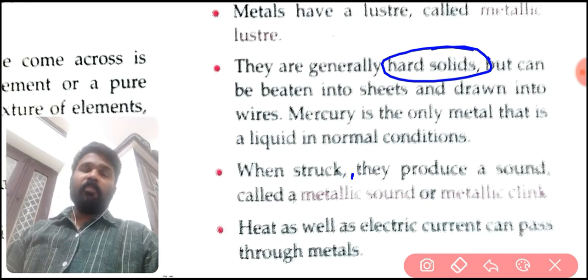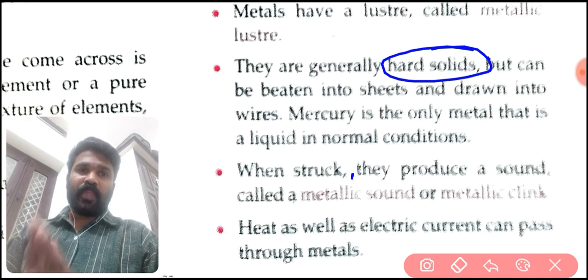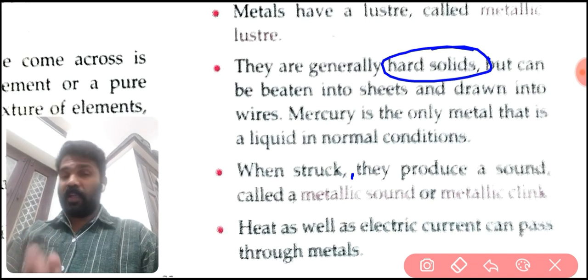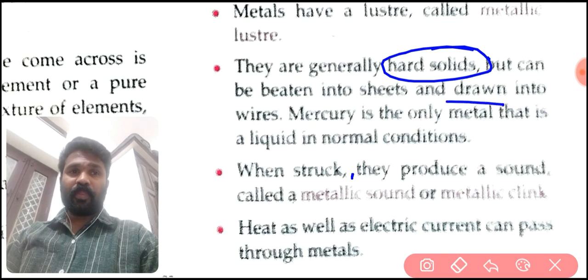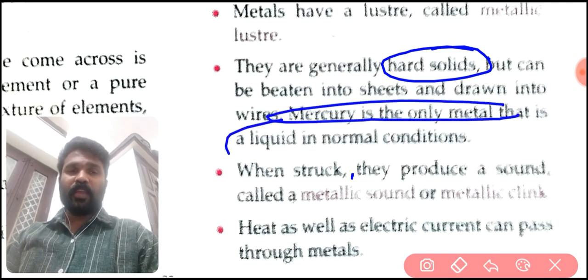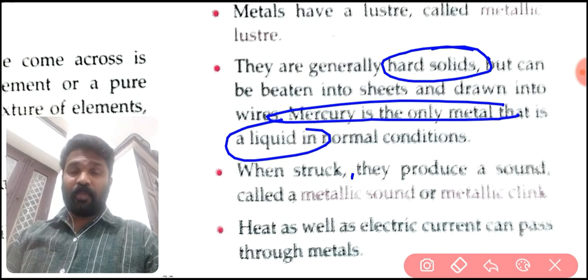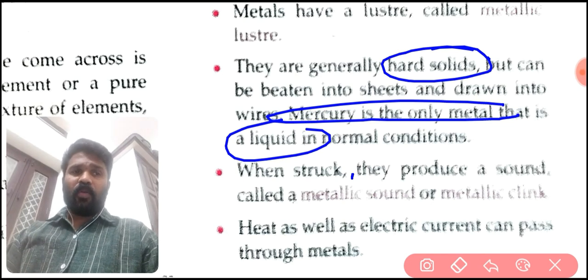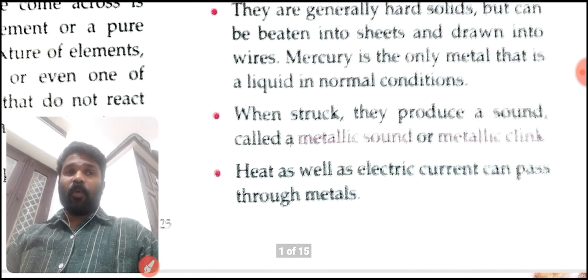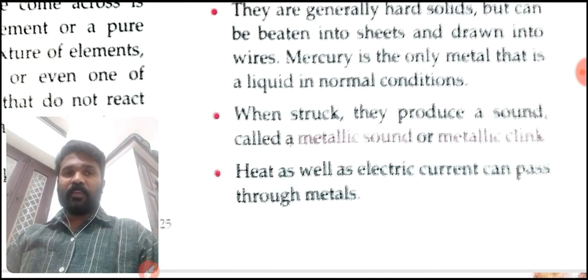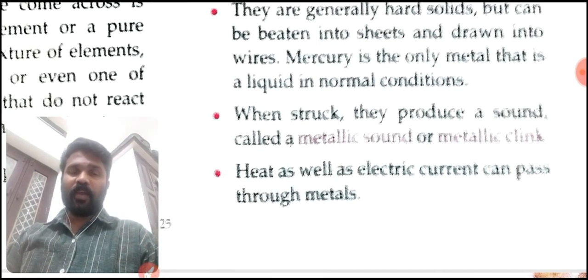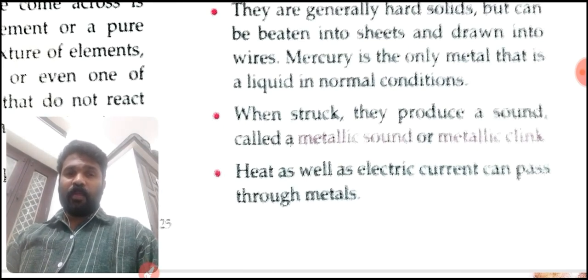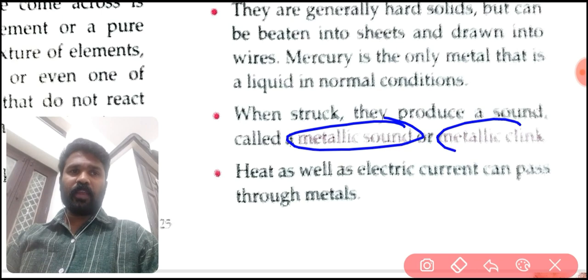Okay. And mercury is the only metal that is a liquid in normal conditions. Mercury is a liquid metal. Also, when struck, metals produce a sound. Clear? That sound is called a metallic sound or metallic clink.